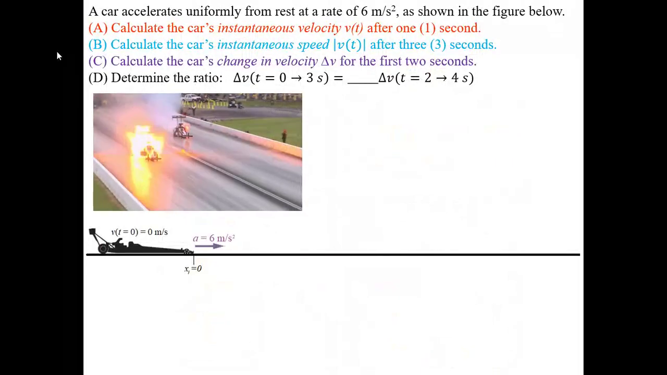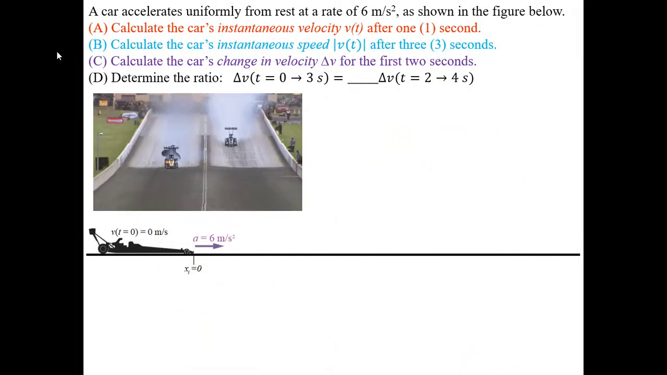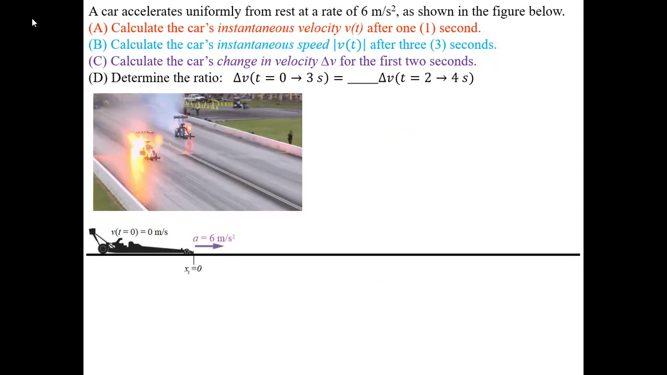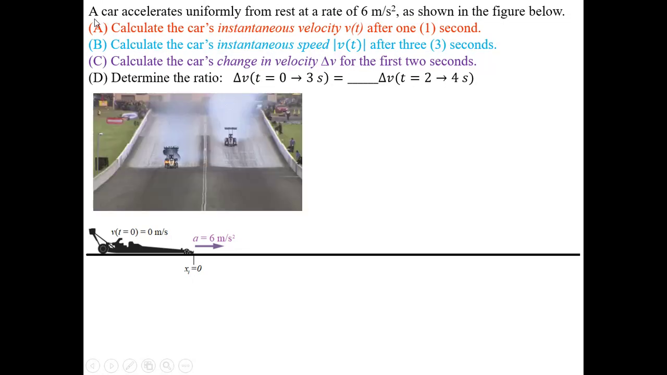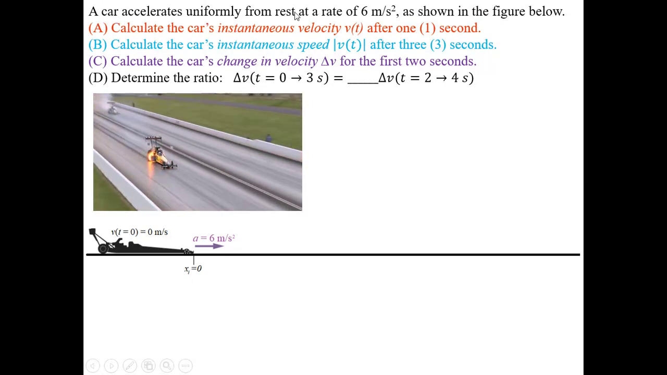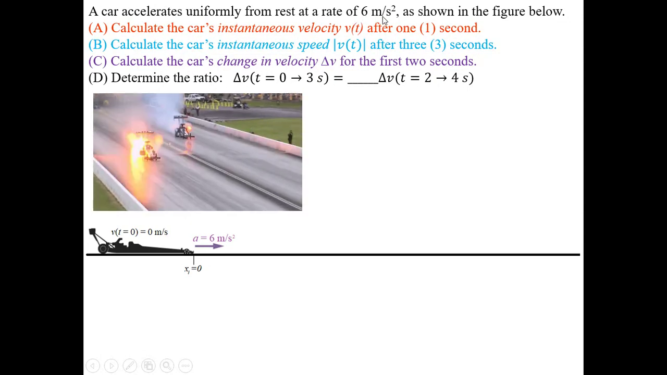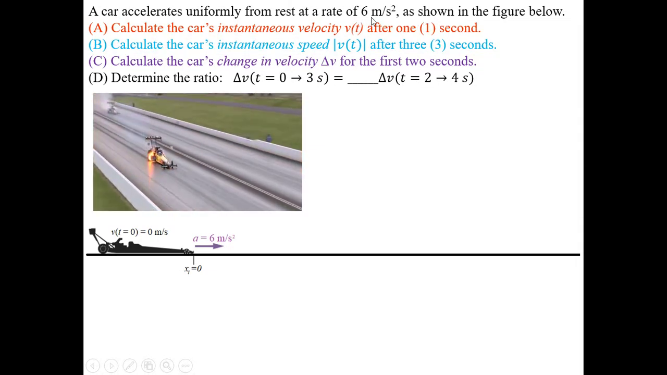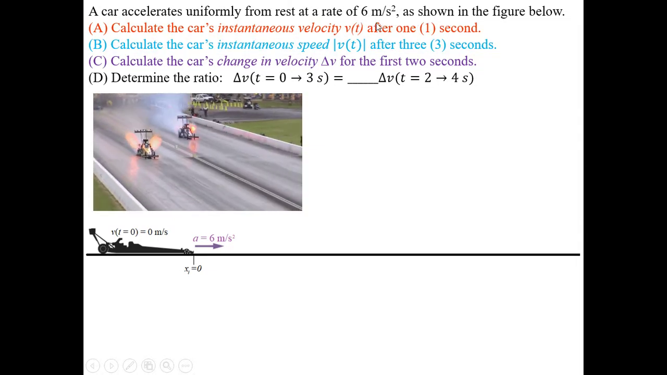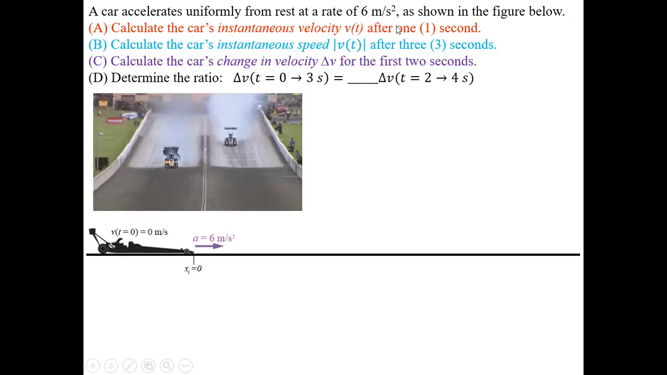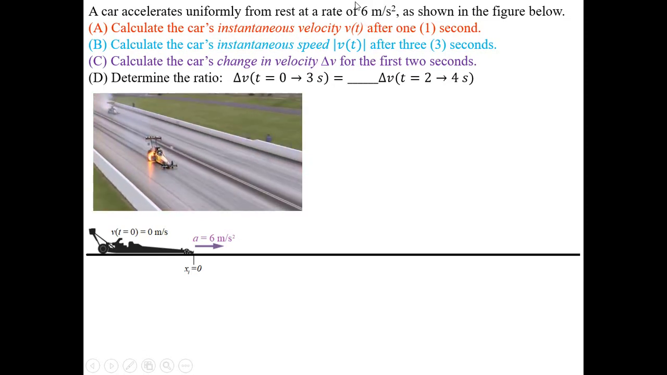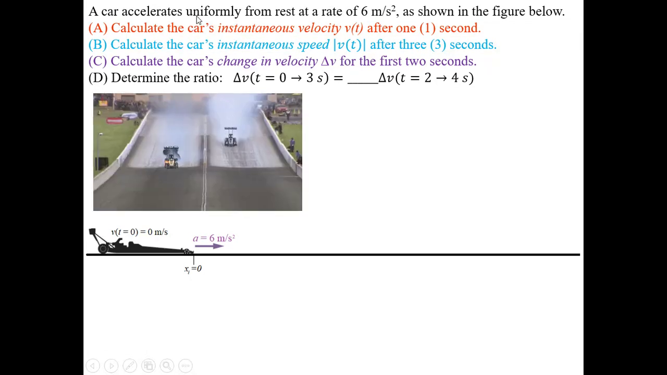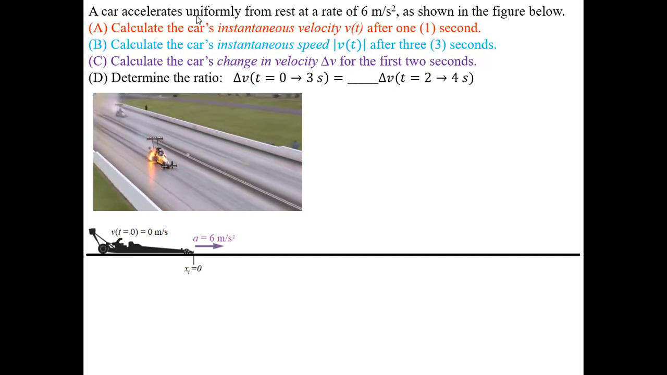Okay. All right, so here is a beginning average acceleration problem for you to practice if you need additional support. Here, I have a problem that says a car accelerates uniformly from rest at a rate of 6 meters per second squared, as shown in the figure below. Keep in mind, 6 meters per second squared implies that this value represents your acceleration. And then it says uniformly. Uniformly just means constant, that the acceleration for the whole entire problem does not change.